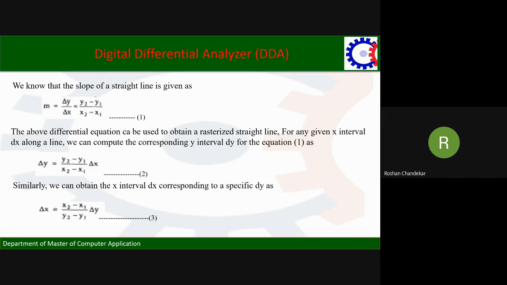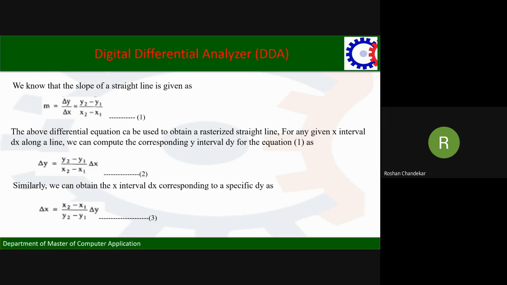As we know, the equation of a line is y is equal to mx plus b, where m is the slope of the line and b is the intercept of the line. The slope of a straight line is given by m is equal to y2 minus y1 divided by x2 minus x1, which is equivalent to delta y divided by delta x.